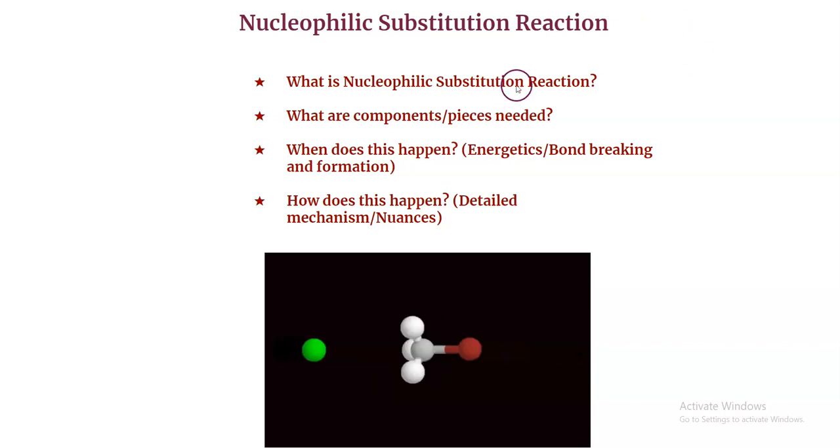First, I'll talk to you about what nucleophilic substitution reactions are, and then I'll give you an idea about what are the components and pieces that are needed to complete a nucleophilic substitution reaction. In other words, what are the substrates, the reactants and products and the conditions that are required in a nucleophilic substitution reaction. And then I'll talk about when does this happen? Or why does this happen? Why is a nucleophilic substitution reaction spontaneous most of the time? We'll talk in terms of energetics, the energy that's involved in the reaction. And hopefully in the future, we'll talk about how does this happen, the mechanism behind the nucleophilic substitution reaction.